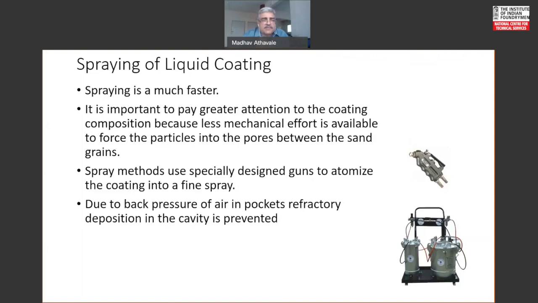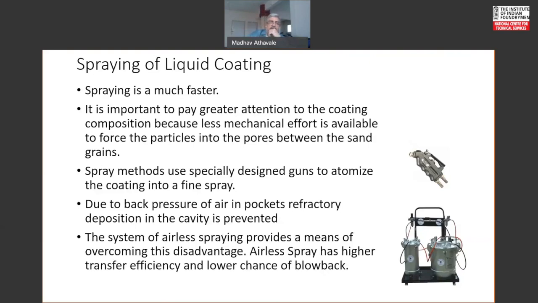One difficulty with compressed air spray guns is that in deep pockets, because of the back pressure of the air, the refractory may not get deposited properly in the mold or core cavity. So unevenness of the coating layer can become a problem, especially if you have a complex geometry for your core or mold. Now, the system of airless spray guns has come in.